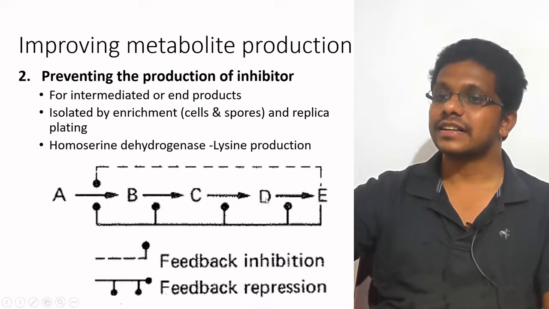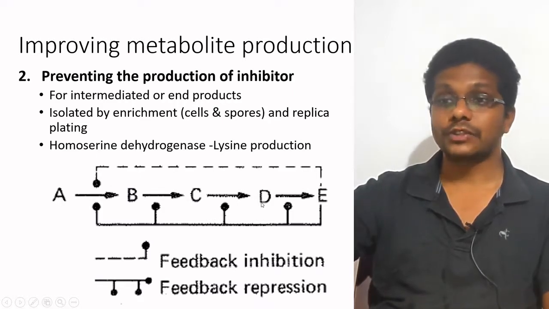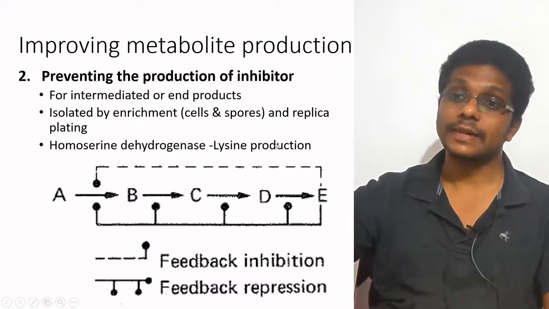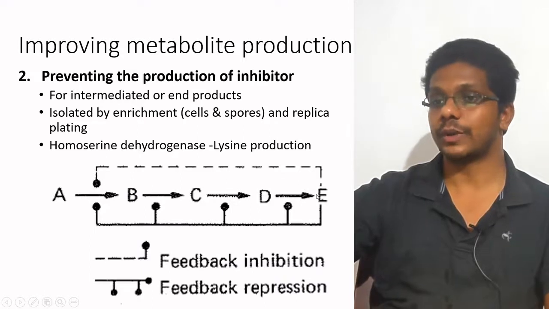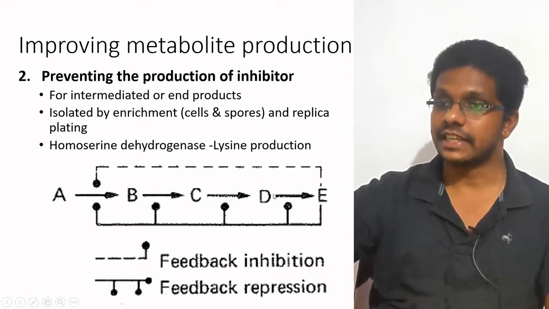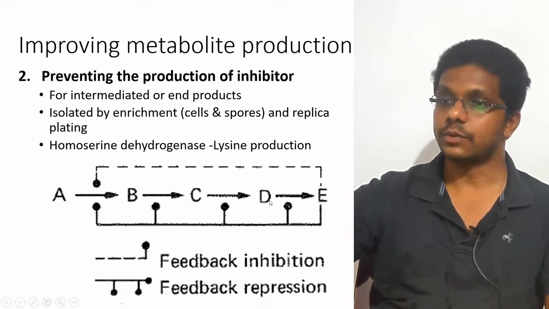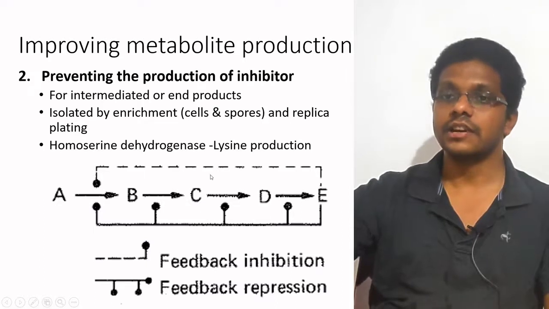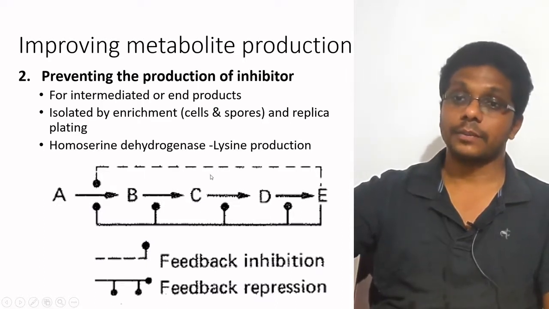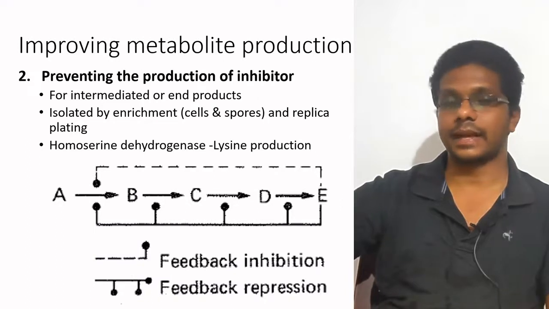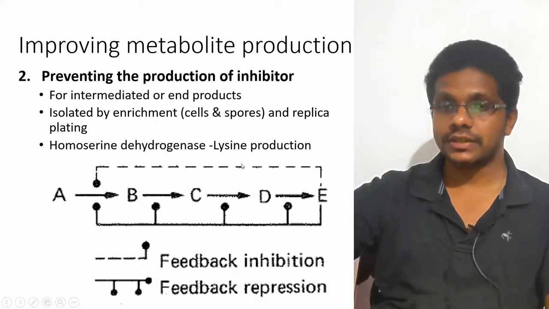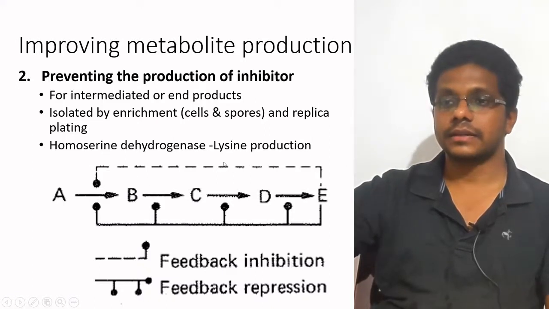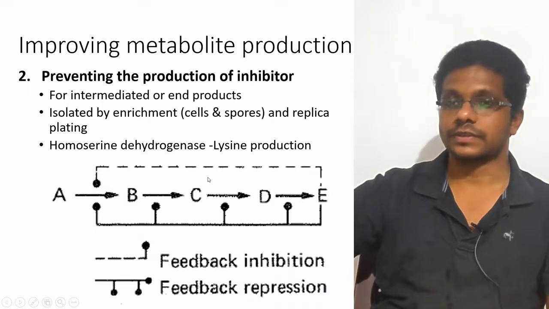But one condition is that our product should be an intermediate product or an end product of a branch pathway. If our product of interest is E, we cannot do anything. But if our product of interest is D, we can mutate the enzyme which converts D to E and improve the productivity of D without feedback inhibition and feedback repression. These types of mutants can be isolated by enrichment and replica plating method. An example for this strategy is lysine production. I'll be explaining the amino acid synthesis pathway soon.